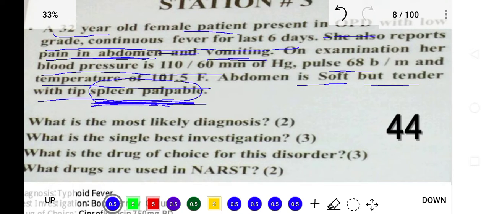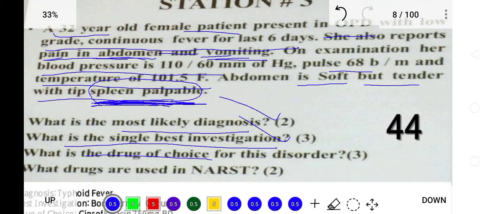So spleen enlarged and abdominal pain with vomiting and spleen palpable, tender spleen, we can suspect the patient has typhoid fever. So the most likely diagnosis is typhoid. What is the single best investigation for typhoid? It is blood culture.